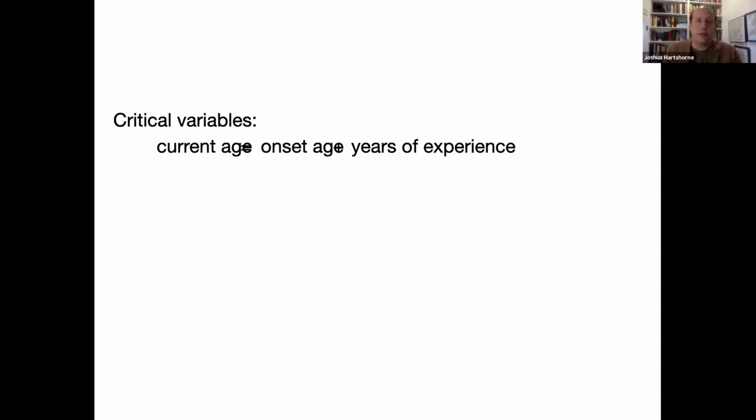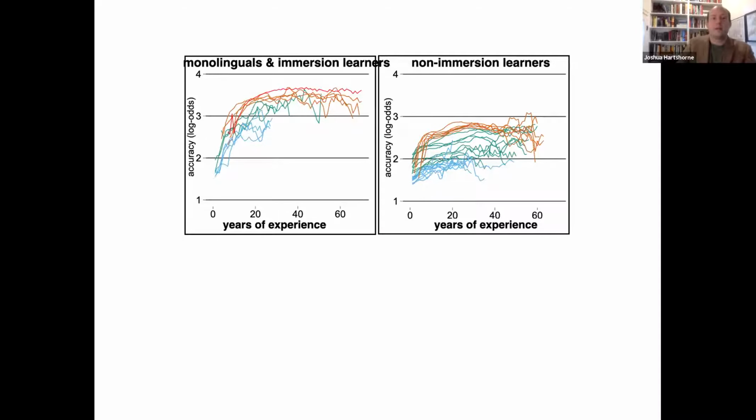These variables are linearly related. The current age is just the onset age plus years of experience. You can't experimentally deconfound them. So what we did, which was only possible because we were able to get huge numbers of subjects, was statistically deconfound them.